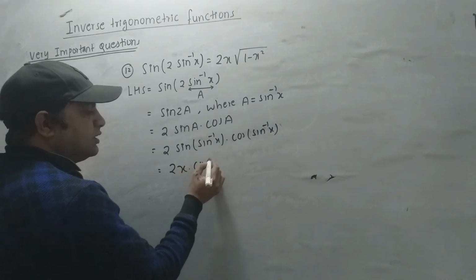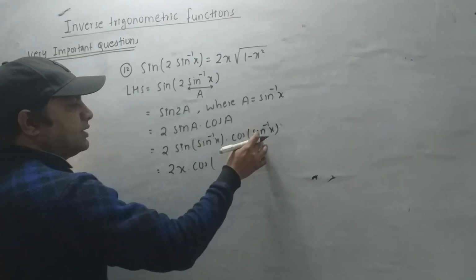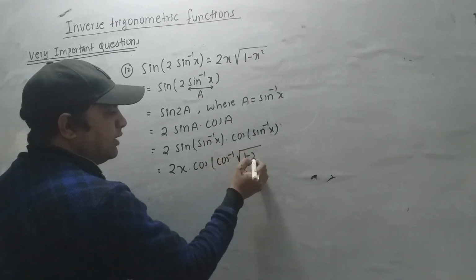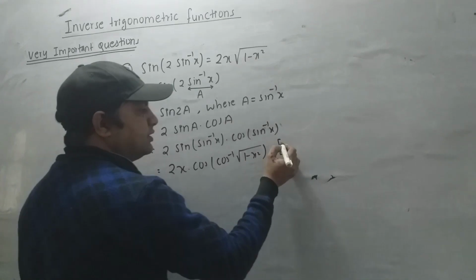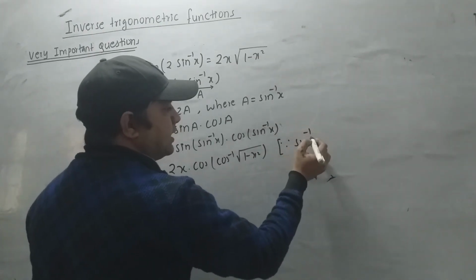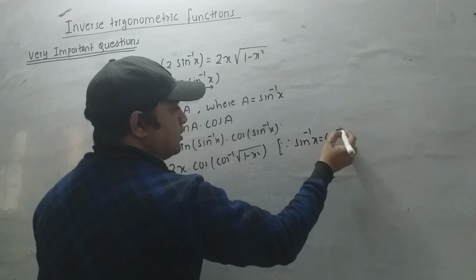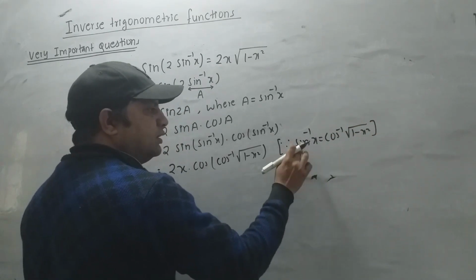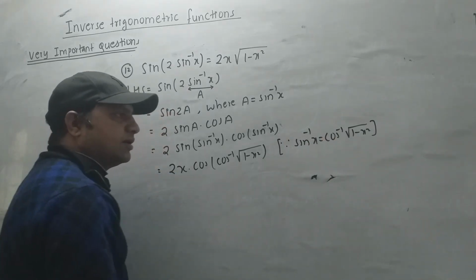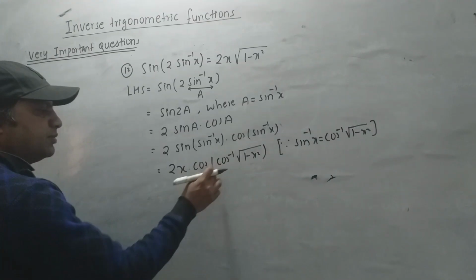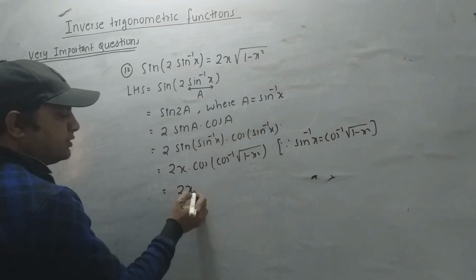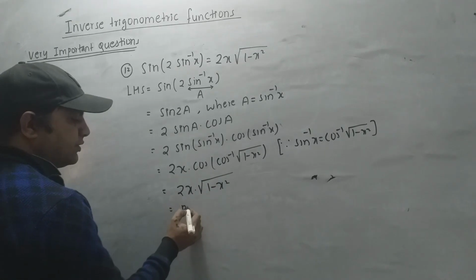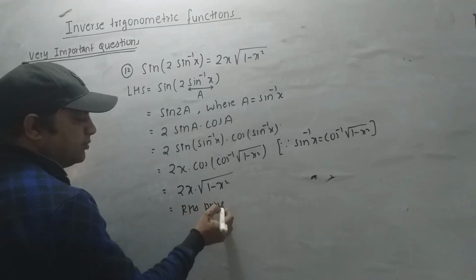So write here cos. Now we have already discussed in the formula section, sine inverse x will be cos inverse under root of 1 minus x square. Simply you can write the reason here. Since sine inverse x equals cos inverse under root of 1 minus x square, and the converse is also true, cos inverse x equals sine inverse under root 1 minus x square. So after that these two are cancelled here. So you are left with 2x under root of 1 minus x square. So this is our required right hand side, proved.